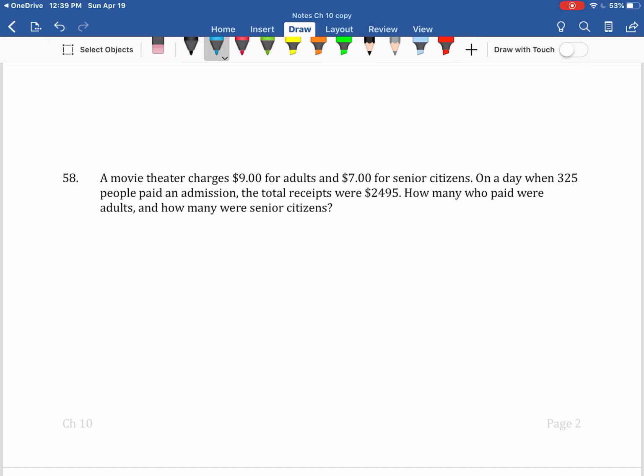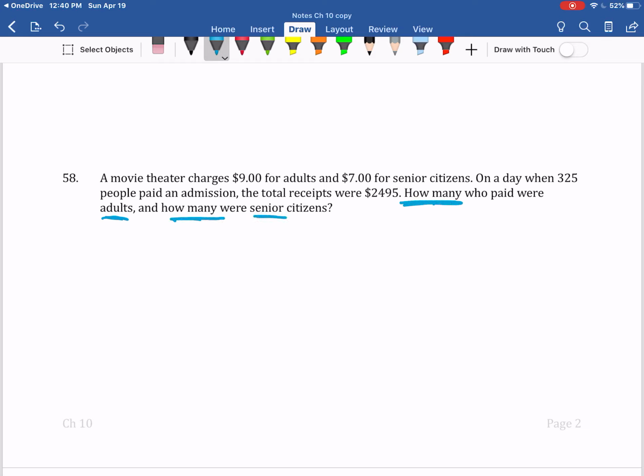And the first thing I encourage you to do is define your variables. You can call them X and Y if you want to, or you can be a little bit more interesting with them. I usually stick with X and Y. How do you define your variables? So I like to jump to the end of the example and look at what you're trying to calculate. How many were adults? And how many were senior citizens?